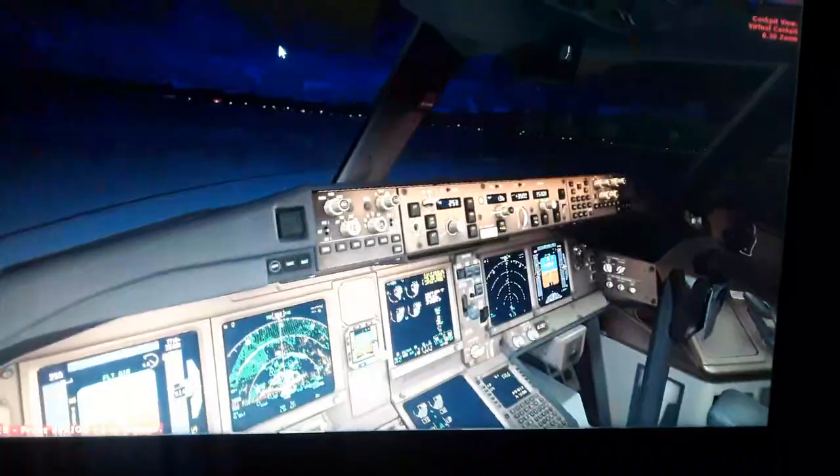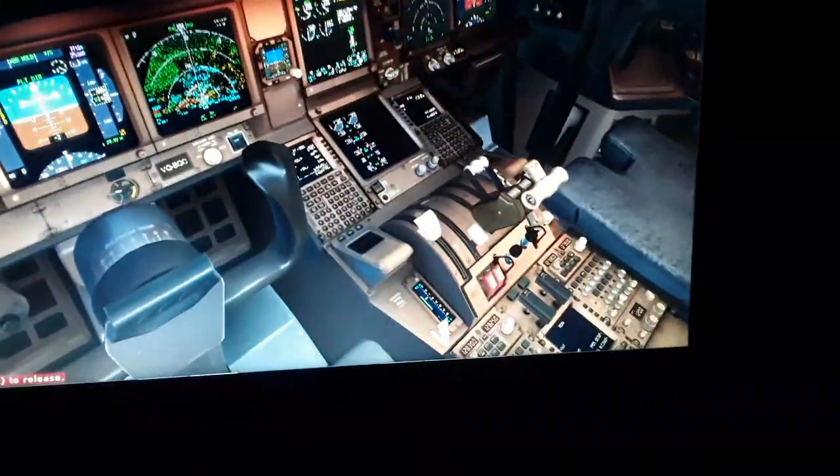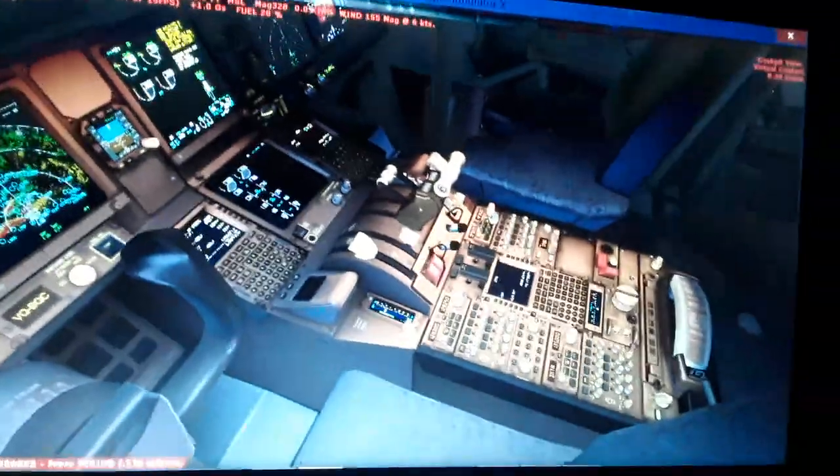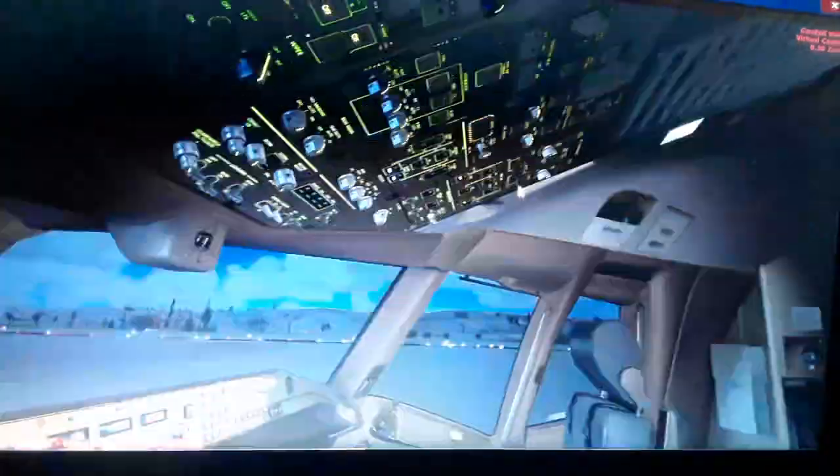So we go back on to the virtual cockpit. We need to turn off both left and right engine like this. So we turn off both left and right engine. You see the overhead are reset.